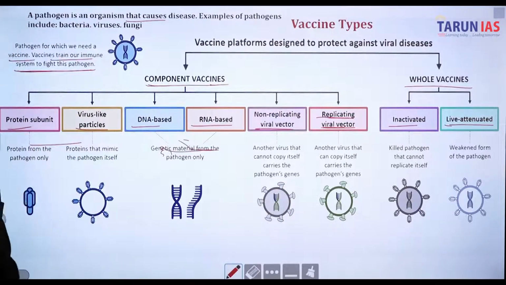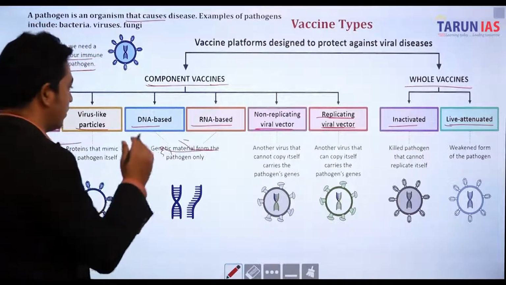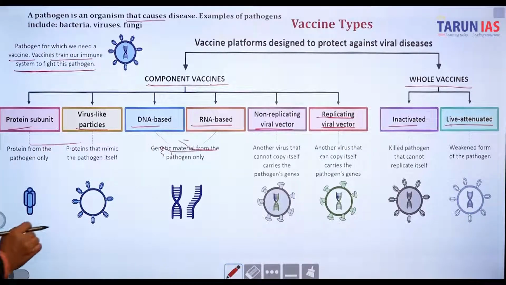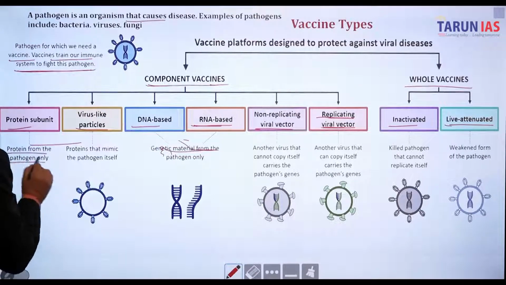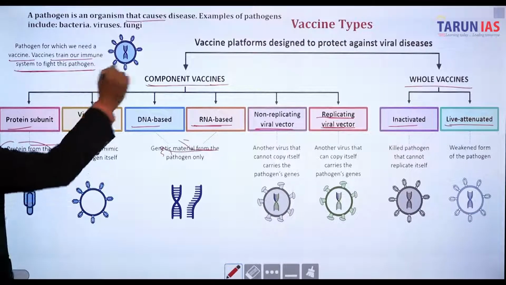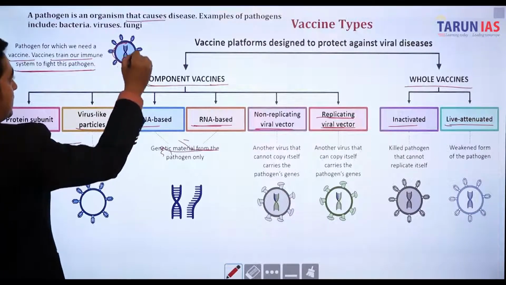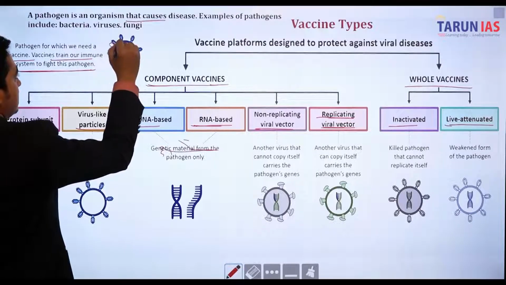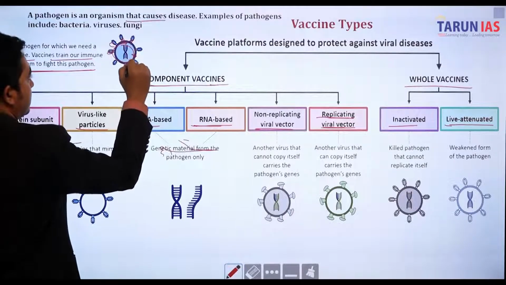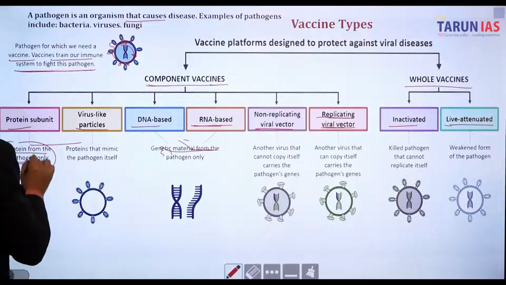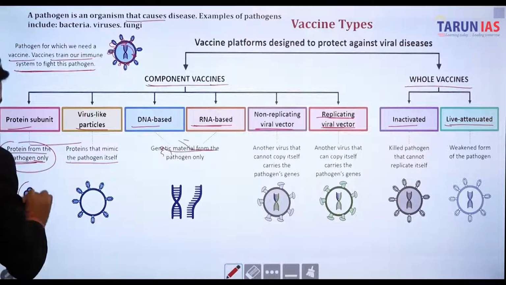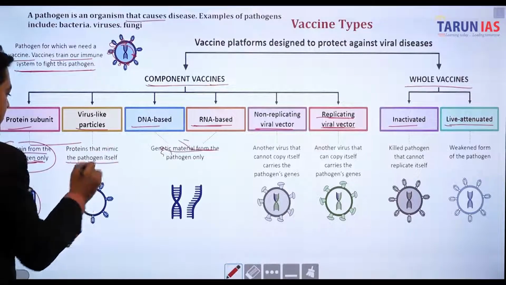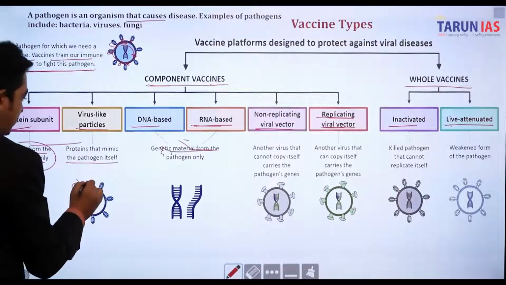If you talk about COVID-19, here is an RNA-based vaccine. Covishield is an RNA-based vaccine. So there are DNA-based and RNA-based vaccines. Protein from the pathogen only. Make sure of the protein forms, like the spike protein, as we can see in COVID-19. So protein from the pathogen only, a protein that mimics the pathogen itself. That protein will mimic the pathogen itself, like virus-like particles.